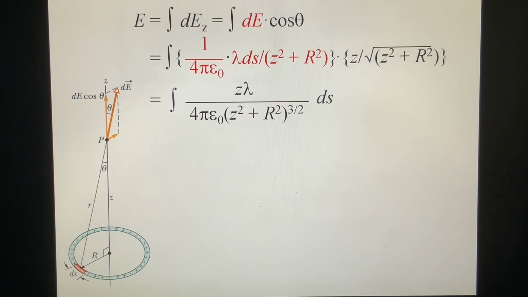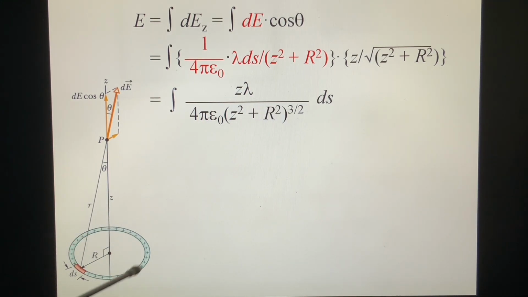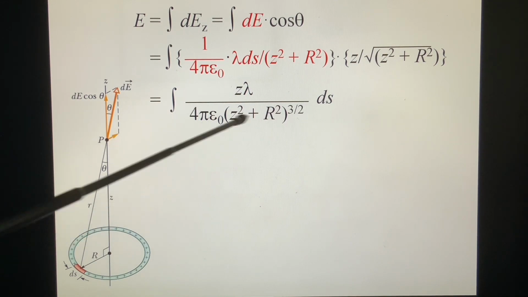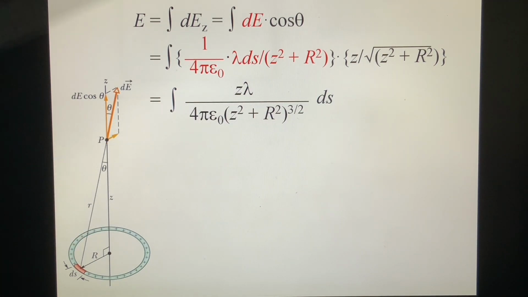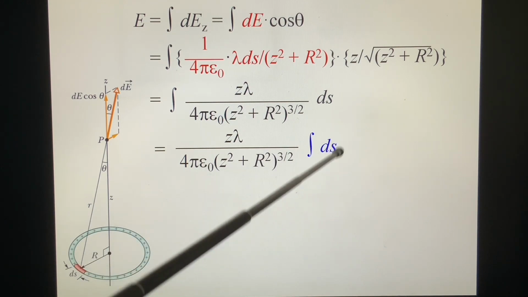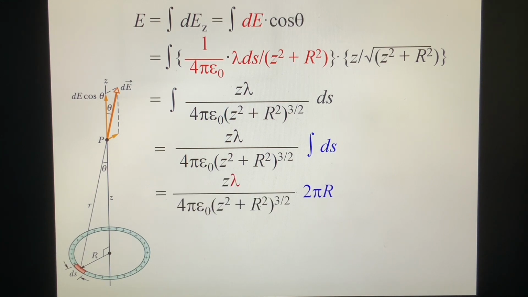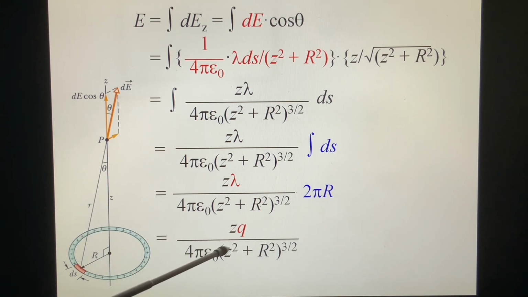It looks very complicated. Actually, it is not, because the integration is along ds, and all these z terms have nothing to do with s. So we can rewrite this with them outside, integration of ds. And this integration equals the total length of this ring, 2 pi r. The length multiplied by the density gives you q. So E equals zq over 4 pi epsilon 0 times the quantity z squared plus r squared to the 3/2. Okay, we get the answer.